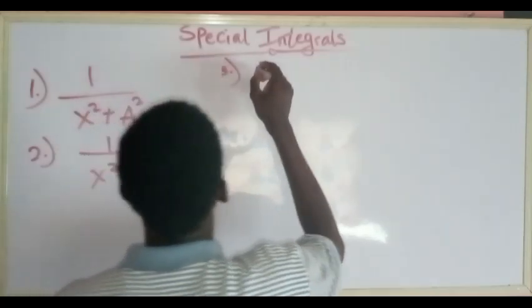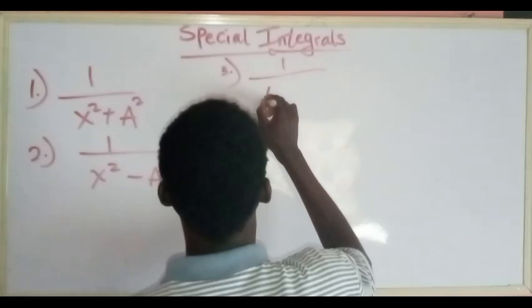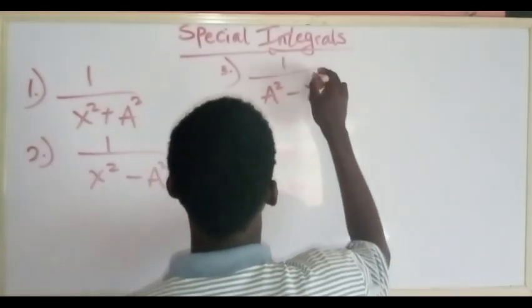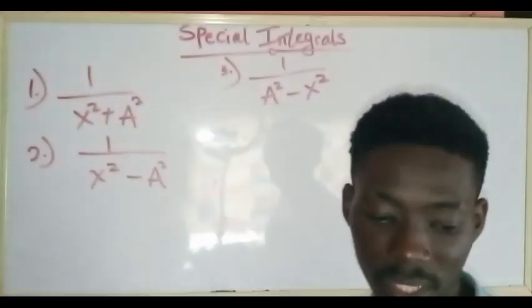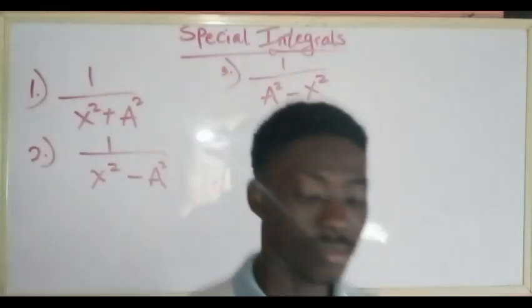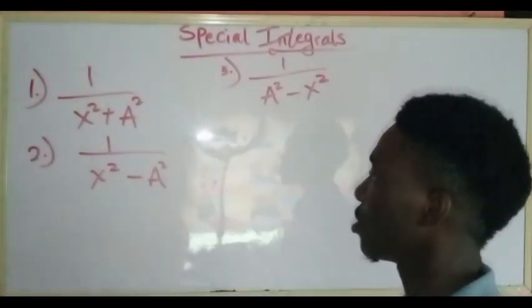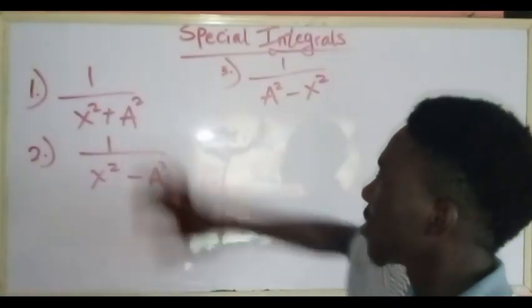The second one will be 1 over x squared minus a squared. And the third one will be 1 over a squared minus x squared. These are the three that I'm dealing with. I'd like to integrate them, so we'll be starting with this first one here.